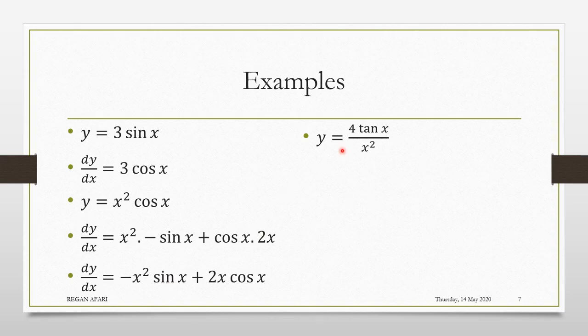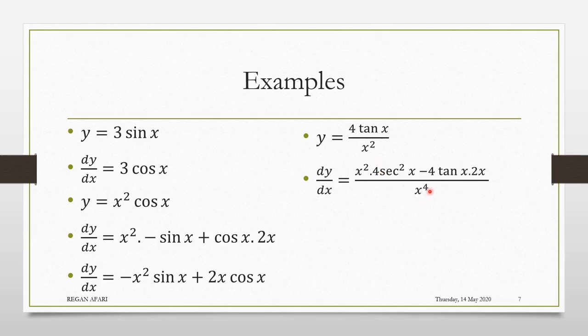Another example. Now this is a quotient. Tan is being divided by another function, so we are going to treat it as a quotient. We keep the x squared and differentiate 4 tan x. So you keep the 4 and differentiate tan x, and tan x gives you sec squared x. Now we subtract, then we keep 4 tan x and differentiate the denominator, that is 2x, all divided by the denominator squared. But remember, it is squared already, so that will be raised to the power 4.